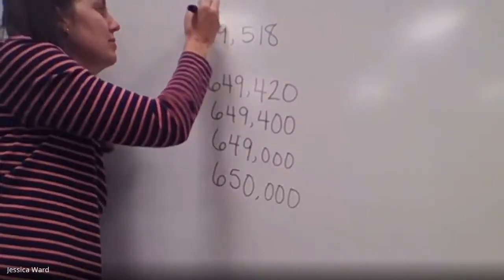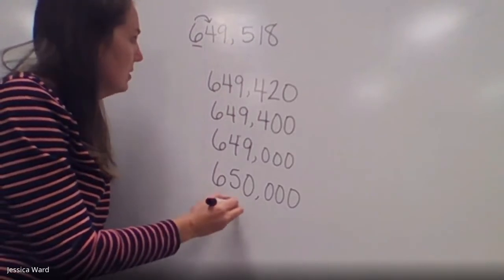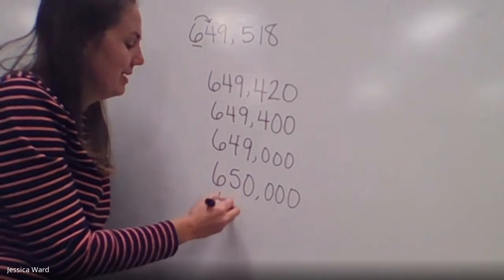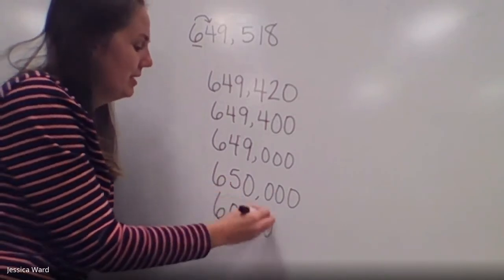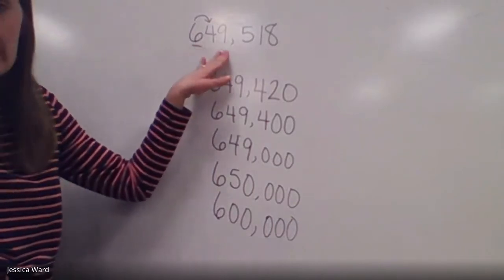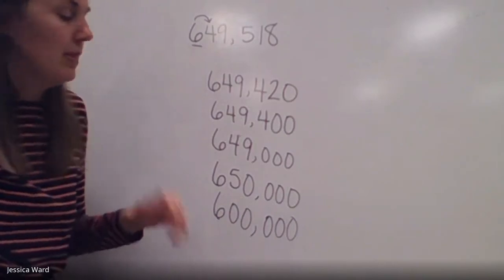Now the 100,000 place. Look next door. 4 is less than 5. So the 6 is going to stay the same. All of the other numbers change to 0. So I have 600,000. 649,000 would round to 600,000.